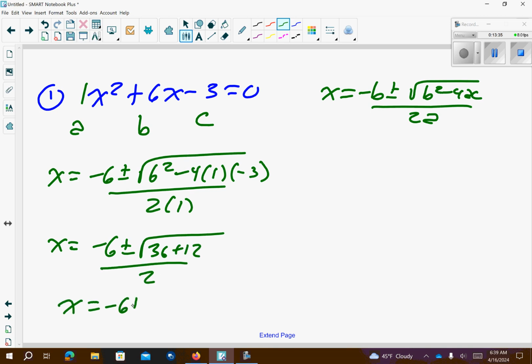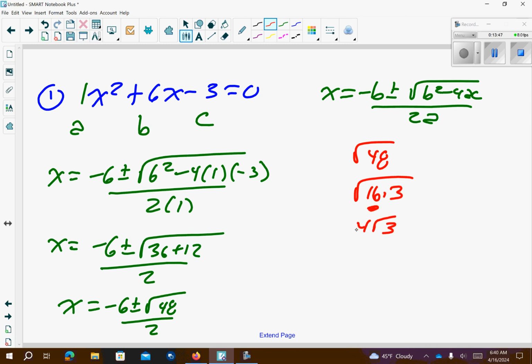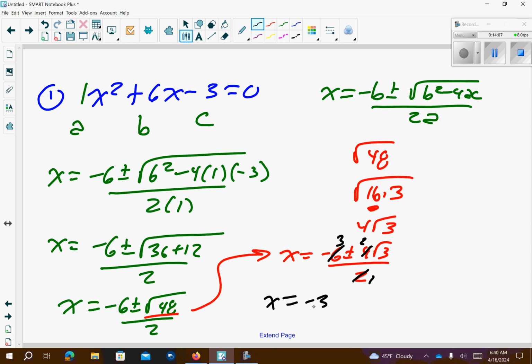X equals negative 6 plus or minus square root 48 over 2. We worked with square root 48. Remember, for square root 48, you might want to write this one down as 16 times 3, which gives you 4 root 3, because you don't want to get puzzled on that. Replace that here. So I'm going to get x equals negative 6 plus or minus 4 root 3 over 2. And then take a look at what we can reduce. 2 goes into itself once, goes into 4 twice, goes into 6 3 times. So my answer is x equals negative 3 plus or minus 2 root 3.